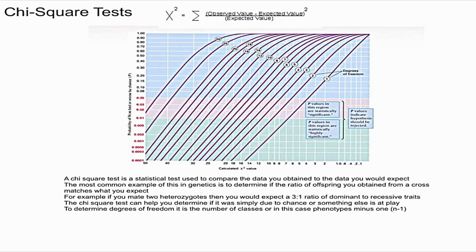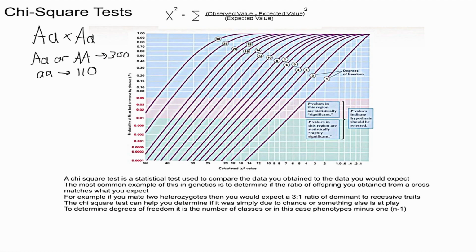If the results are way off, that could imply that there's another genetic factor at play. Now let's take a look at this graph. Here you see all of these purple lines with degrees of freedom on them, which we'll talk about in a minute. The x-axis is the chi-squared value, and it's a little weird because it goes from low to high. On the y-axis is the p-value. Up here, I've given us some numbers to work with to make it a little simpler.